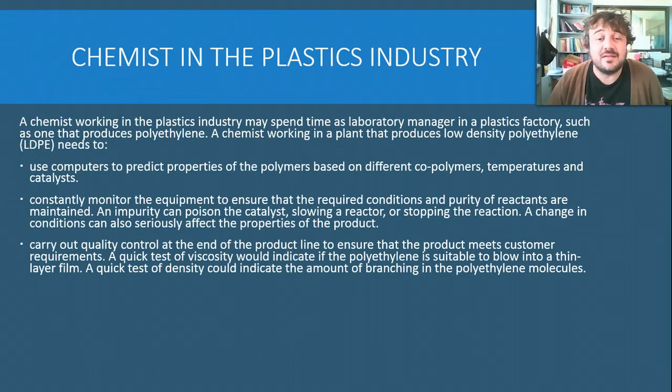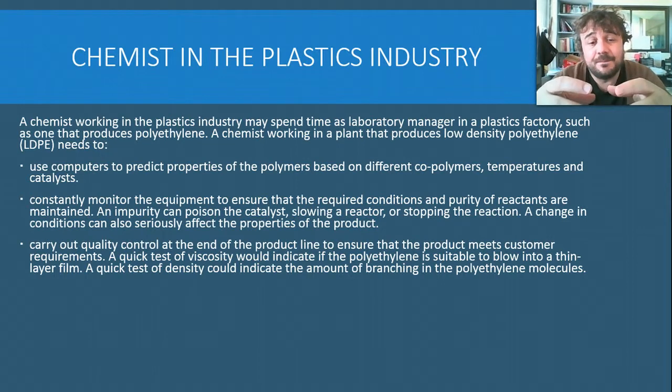Okay. So we also want to carry out quality control at the end. A chemist at this end will use the physical and the chemical properties to make sure it is the right polymer. Okay, so the example here is viscosity. If you can stretch it, or if it's viscous enough, then you'll have a polymer that will flow into a very thin layer. Okay, so that's why you want it to be viscous. You want it to flow into a very thin layer. If it's not viscous enough, it won't flow.